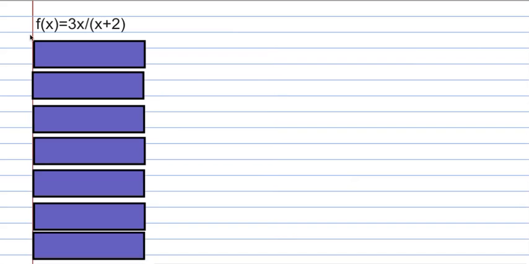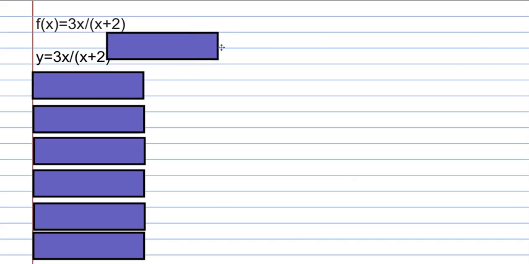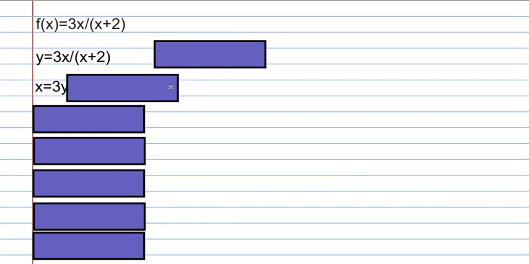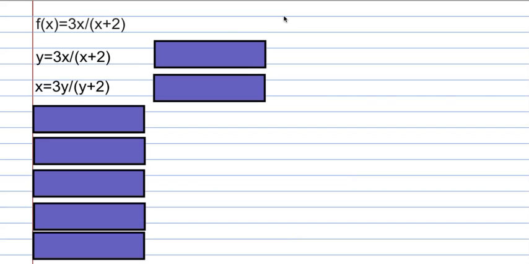Next problem. Alright, we have f of x equals 3x divided by x plus 2. We're going to rewrite it, and then we are going to switch the variables. So our y was here, now it's in here, and our x was here, now it's here.